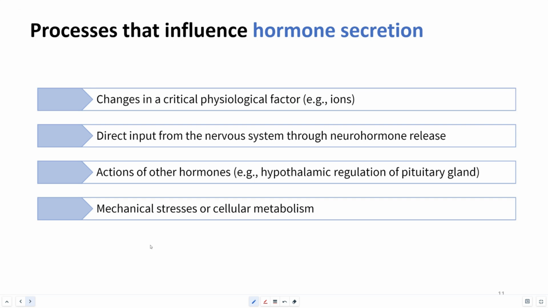Number 1, it depends on the physiological environment, the number of ions available, and what conditions the cells are in. Number 2, it also receives direct input from the nervous system and neural-based hormone release signals from the brain. It also responds to other hormones in nearby proximity, and to mechanical stress or cellular metabolism.